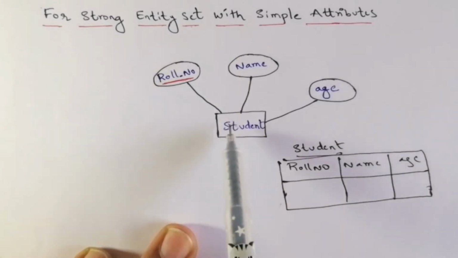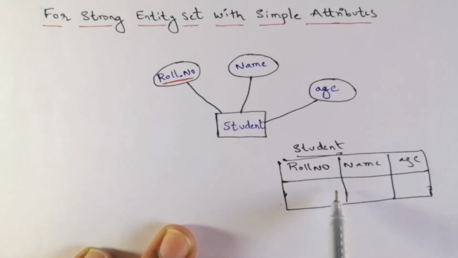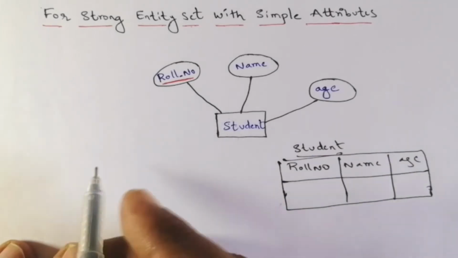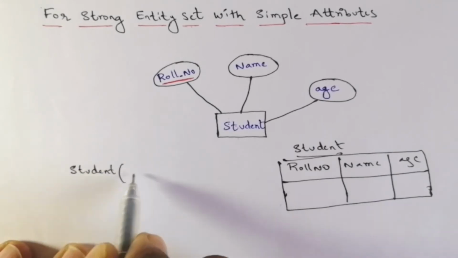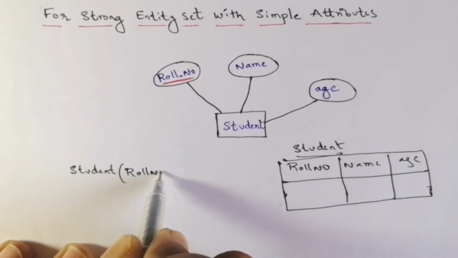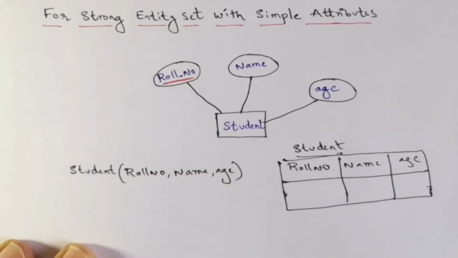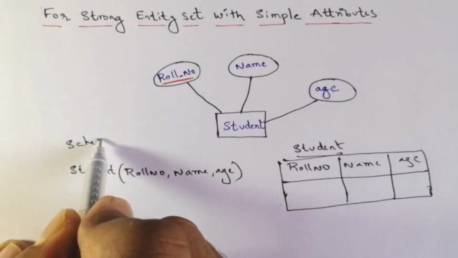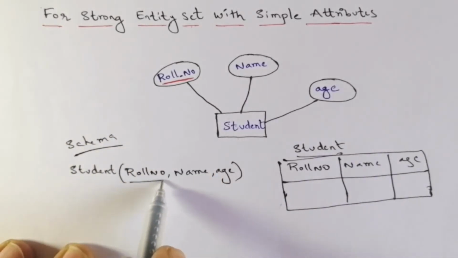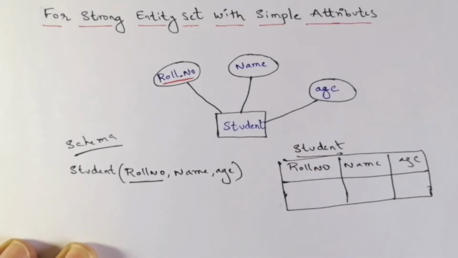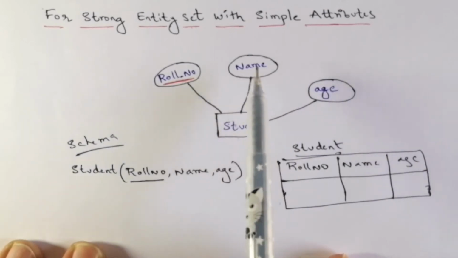So if we have one entity, we are going to convert that entity into a relation, that is, a table. So what is the schema for it? The schema is Student with 3 attributes: roll number, comma, name, comma, age. This schema has a primary key, roll number, so we are going to underline the roll number. So this is the case of a single entity with simple attributes.